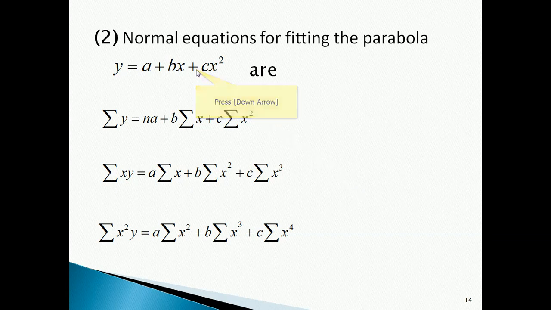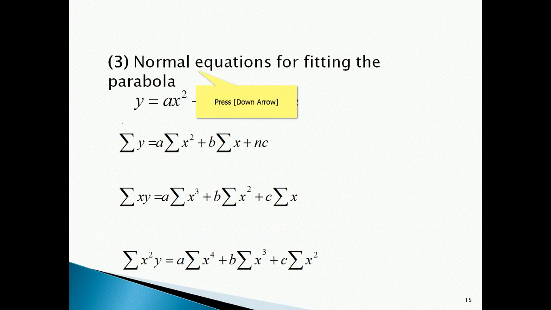Similarly, to fit the parabola, these are the normal equations. I hope you understand how to write down the normal equations very easily.